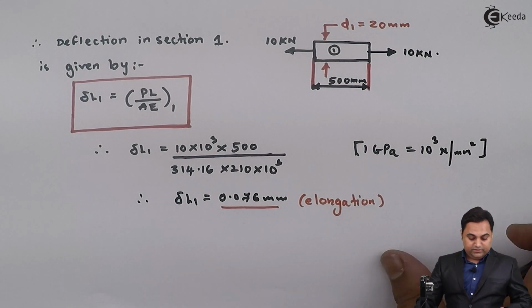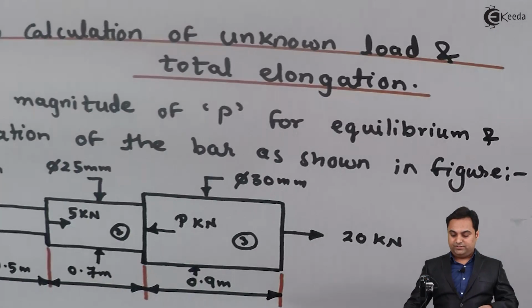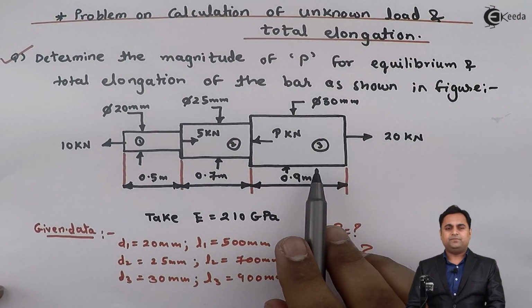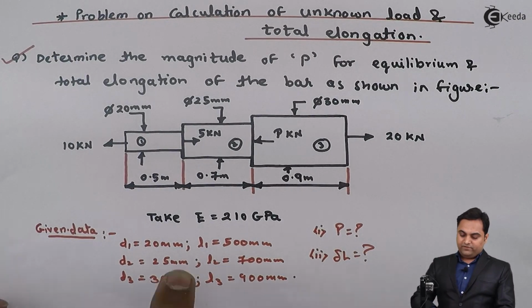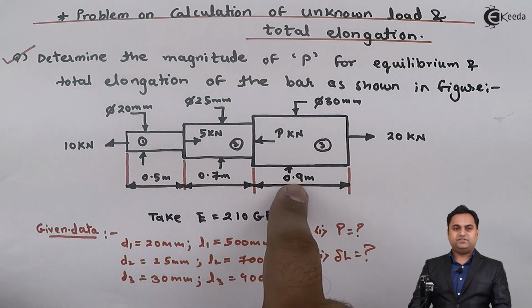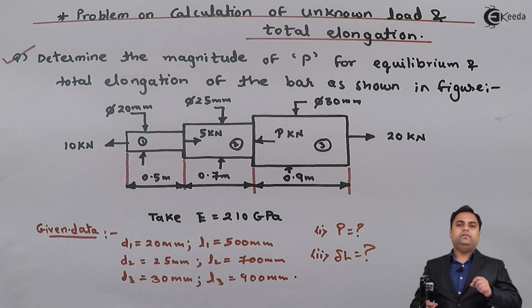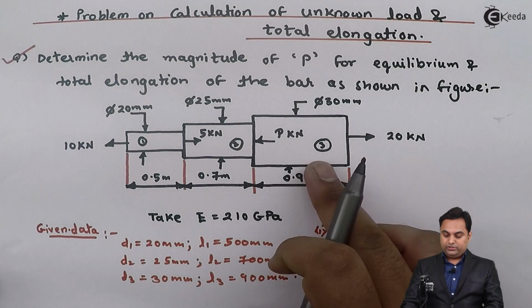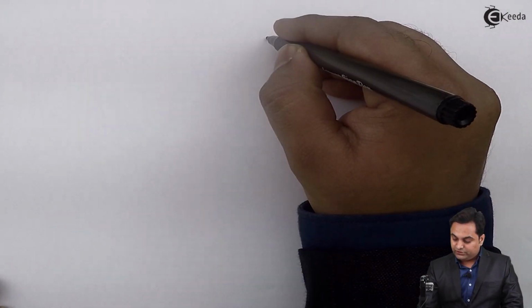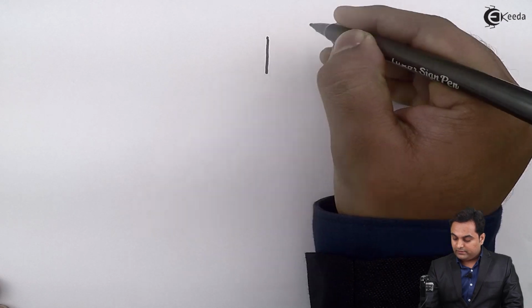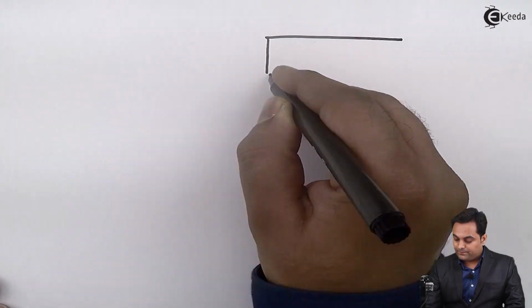Next, similarly here, after separating the first section, now I'll separate this third section, because as I have told before, we have to start with the first and the last section, that is extreme sections, and then the middle portion. So here I'll separate this portion which has a diameter of 30 mm and length of 900 mm.